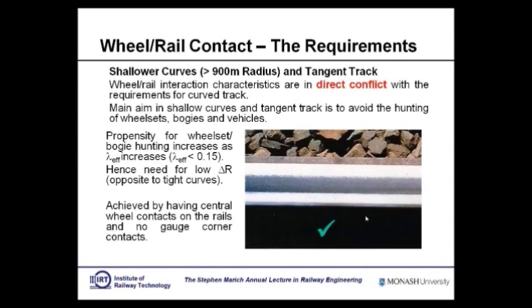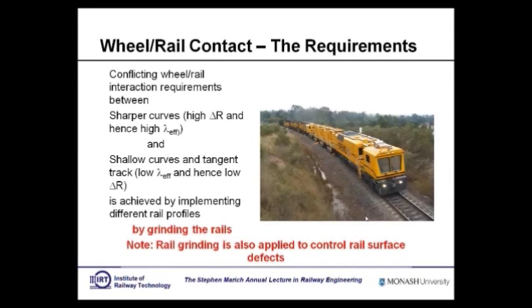Here it is. This is what happens when you pass 10,000 wheels on a piece of rail in a straight track. The contact should be right in the middle there. There shouldn't be any contact on either the one side or the other. That's pretty good. So that's what you require in straight track.